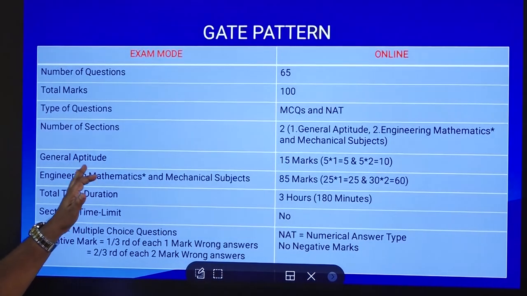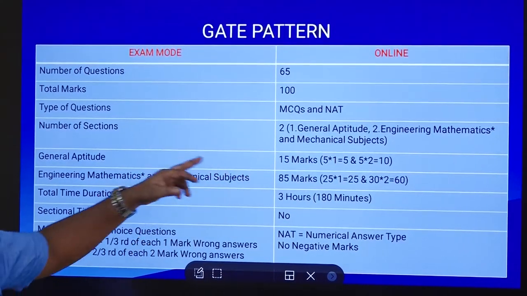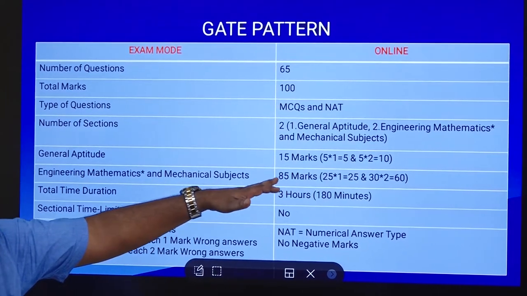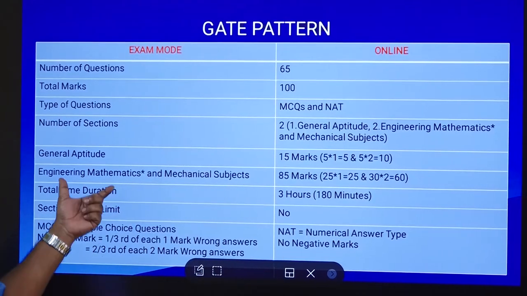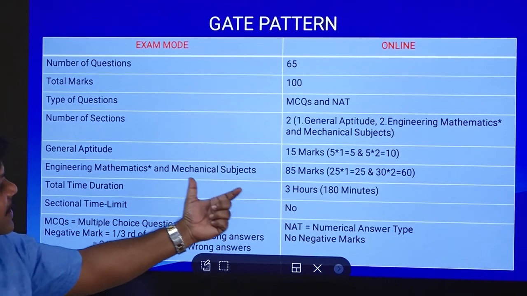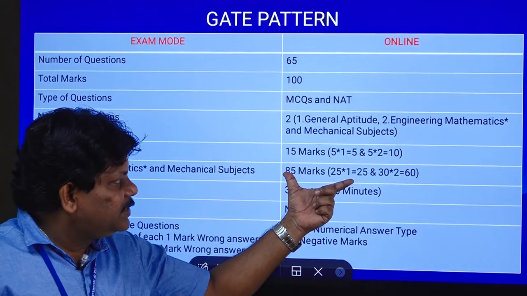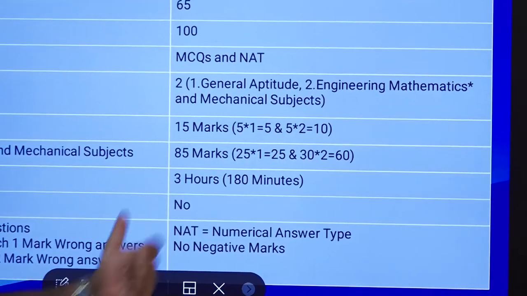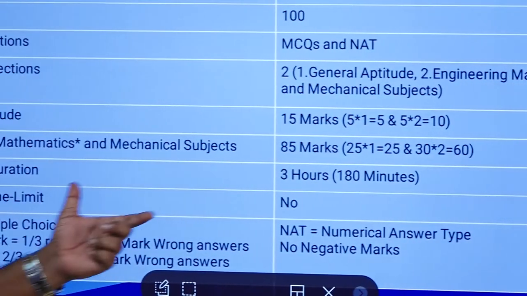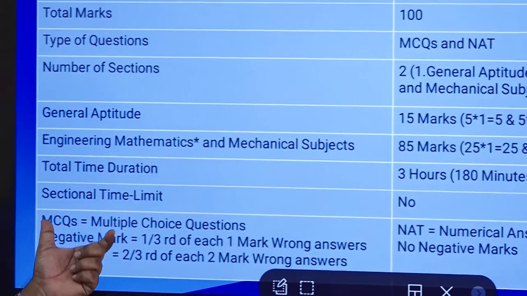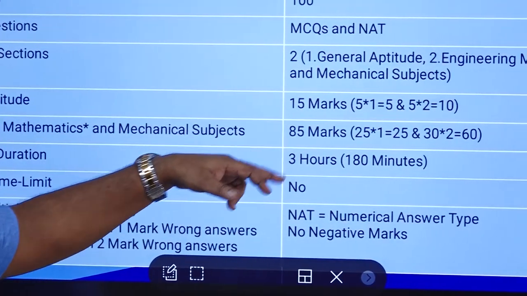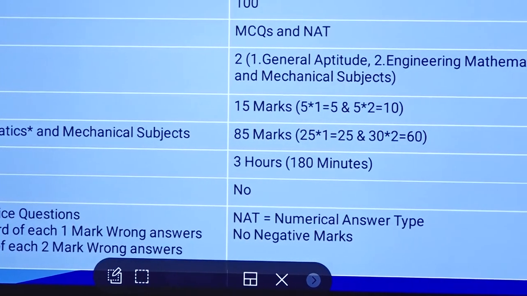Then general aptitude is for 15 marks. For this general aptitude for 15 marks, you will get around 5 1-mark questions and 5 2-mark questions. And for engineering mathematics and mechanical engineering subjects, around 85 marks. So 25 1-mark and 30 2-mark questions. So you will get around 85 marks. The total time duration is 3 hours. And there is no sectional time limit for section 1 and section 2. So you can appear as you like.